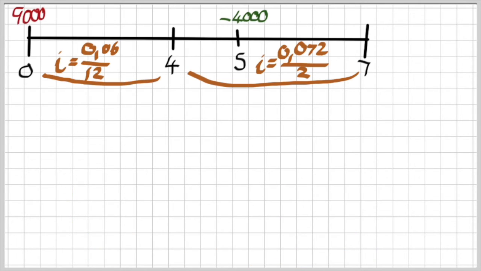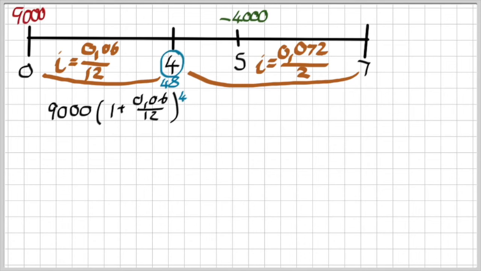Let me just copy this over to a new page. So first of all, let's start with the 9,000 Rand. The 9,000 Rand is going to have 6% per annum compounded monthly, for how many months? Now that's where you've got to think. It is going to earn interest for a whole 48 months.